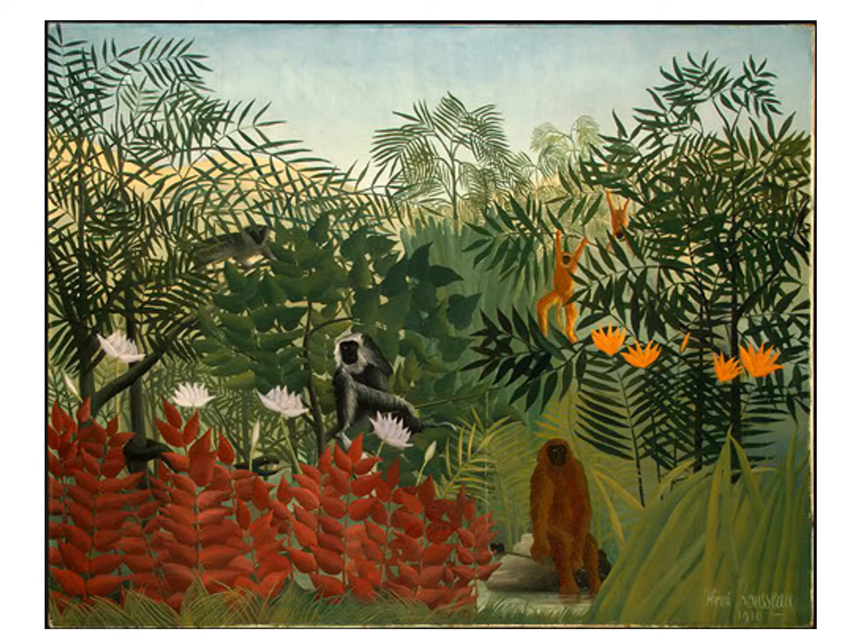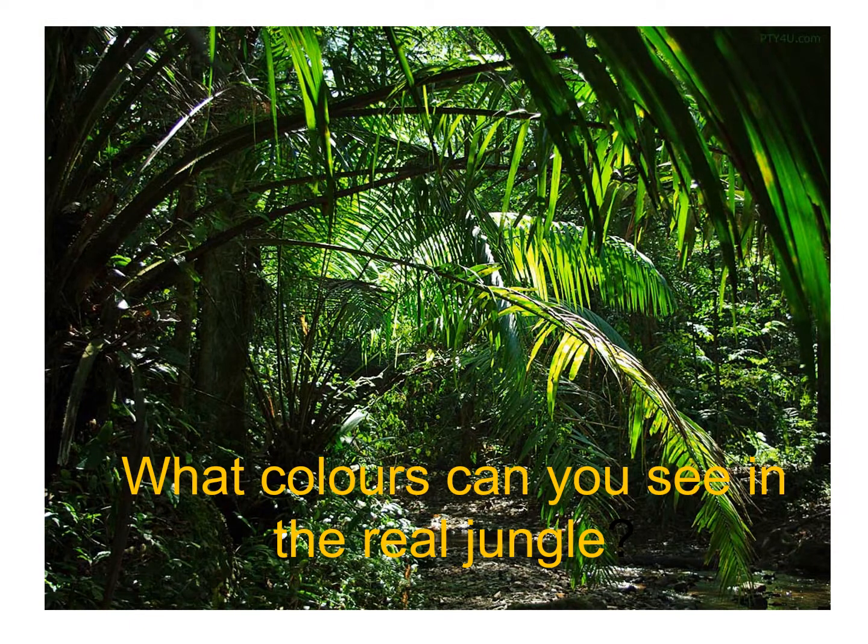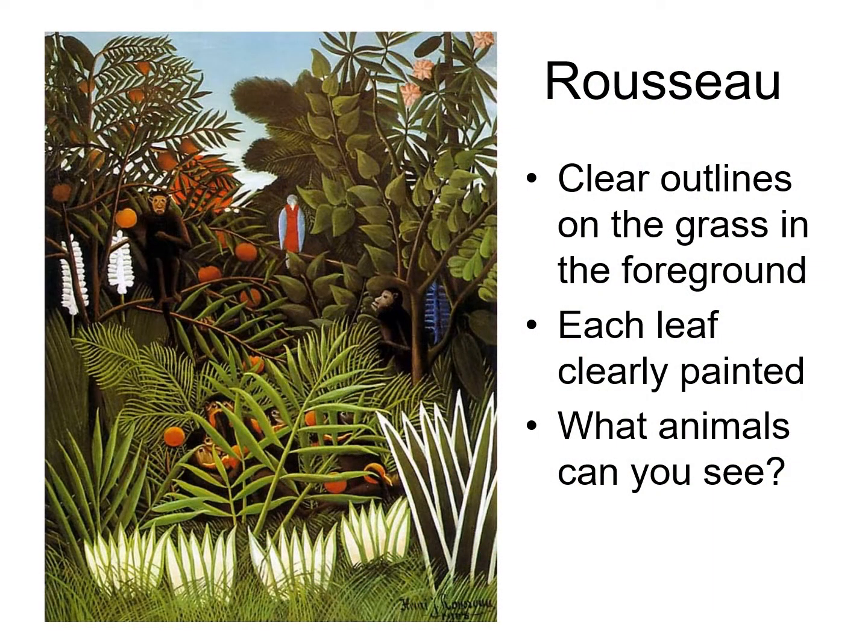He painted with great detail and emphasised the colours, so made them a little brighter. What colours can you see in the real jungle? I can see dark green, a lime green, a yellowy green, and perhaps some dark browns too. Rousseau used clear outlines on the grass, so he outlined his drawings, and each leaf was painted very, very clearly, and he painted every leaf individually.